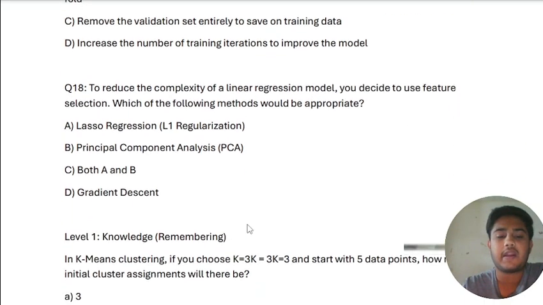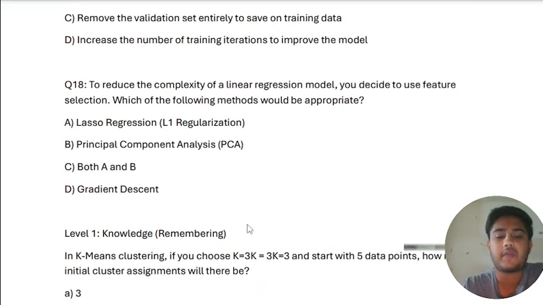Question number 18 is, to reduce the complexity of a linear regression model, you decide to use feature selection. Which of the following methods would be appropriate? So the answer is both A and B, lasso regression as well as principal component analysis.